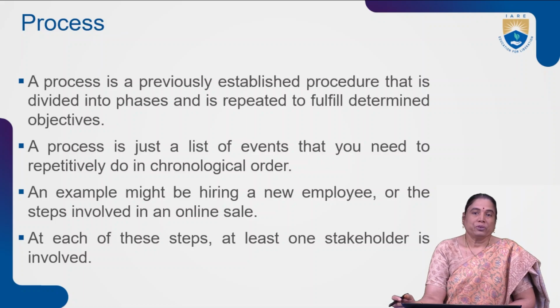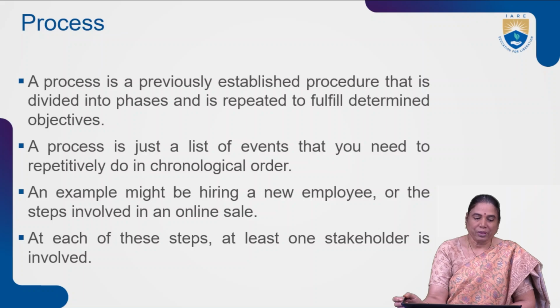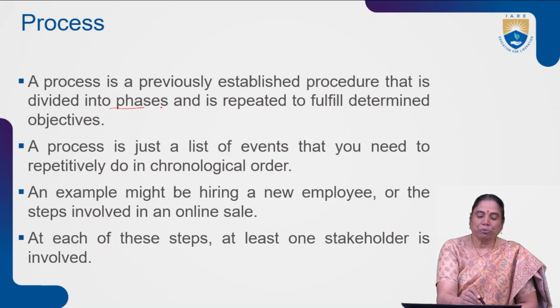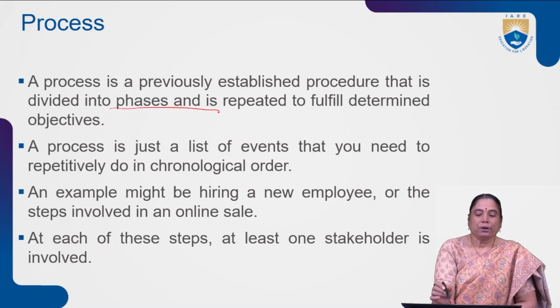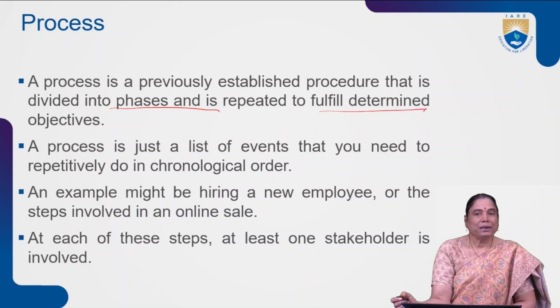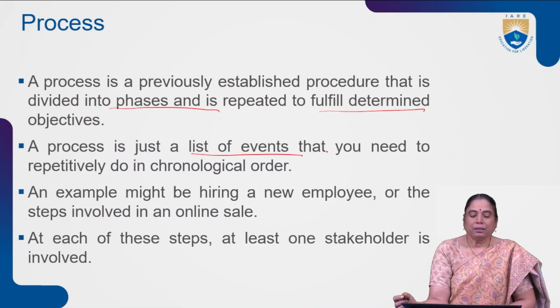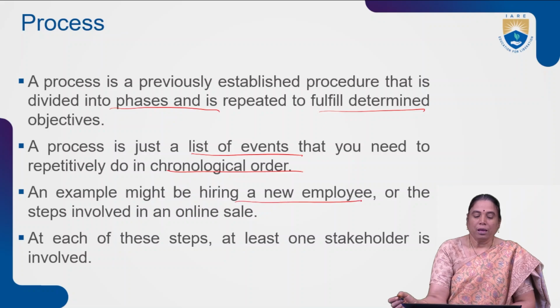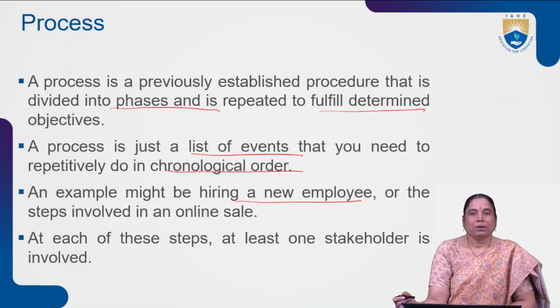After that, the process. A process is a previously established procedure that is divided into phases and repeated to fulfill determined objectives. A process is just a list of events that the user repeatedly does in chronological order. An example might be hiring a new employee or the steps involved in the purchase of an online product.